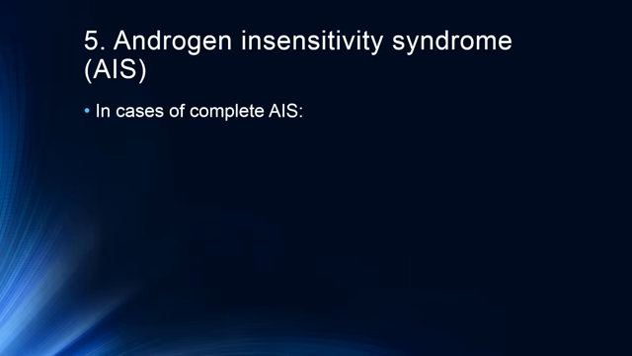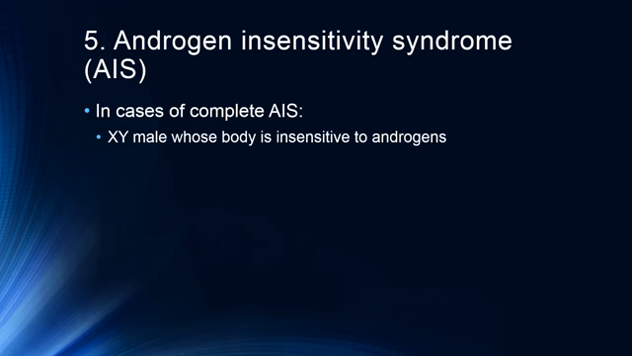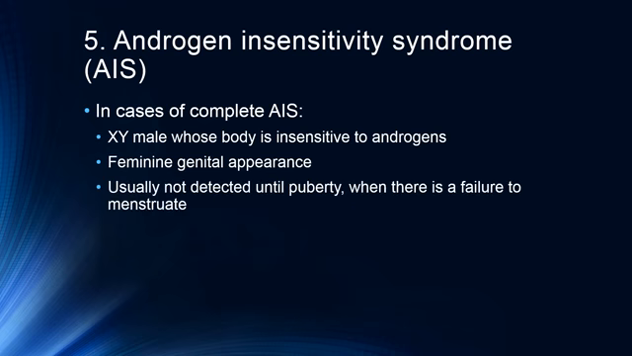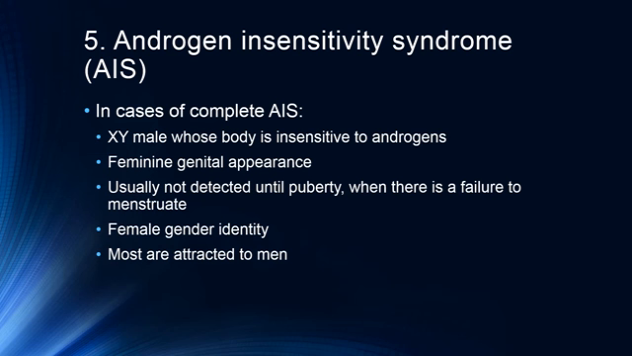Androgen insensitivity syndrome is a case in which we are talking about individuals who tend to be genetically male but biologically female. So this is in cases of a complete androgen insensitivity syndrome person. This is an XY male whose body is insensitive to androgens. So they will have feminine genital appearances. This is usually not detected until puberty when there's a failure to menstruate. Most often have a female gender identity, and most are attracted to men. And so while we're talking about somebody who is genetically male, they are biologically female.